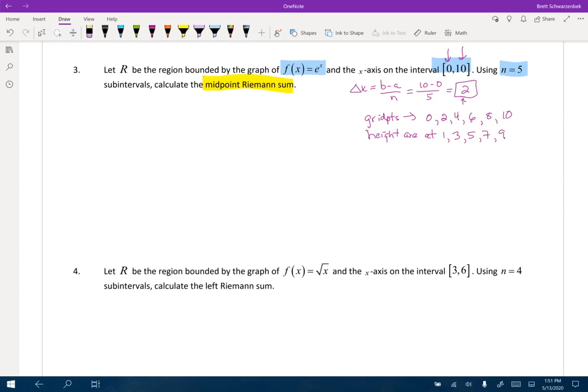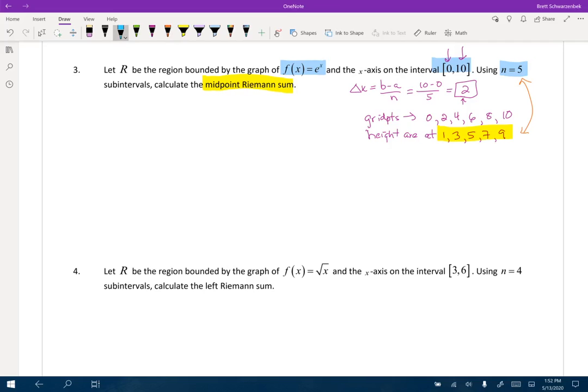So when you're done, this is a good hint for you. When you're done, you should have the same number of heights as number of rectangles, n equals 5. If you don't, then likely you did something very wrong. Okay, so now we can jump right into finding the heights. So how do we do so?